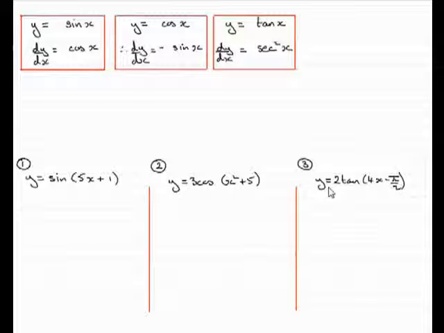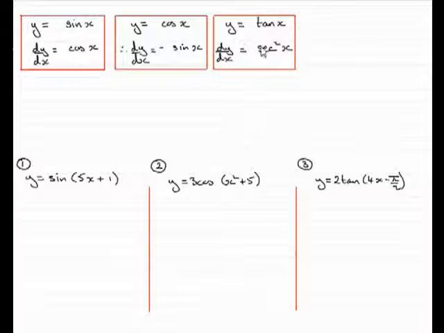Now before we start, what I want to do is just remind you of three basic methods that you should already know. You'll find these documented in most formula books. If y equals sine x, you should know that dy by dx is cosine x, or cos x for short. And if y equals cos x, dy dx gives you minus sine x, and if y equals tan x, dy dx equals sec squared x.